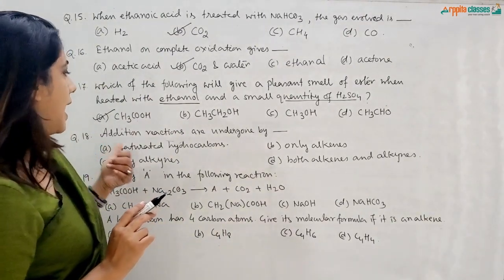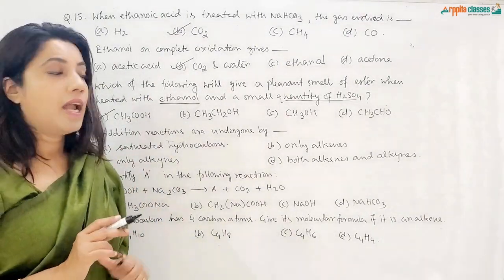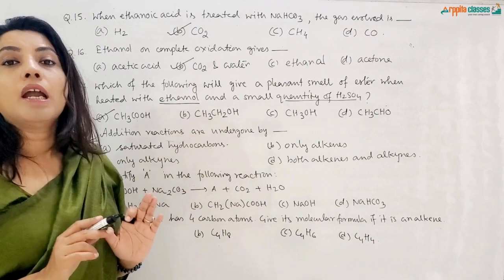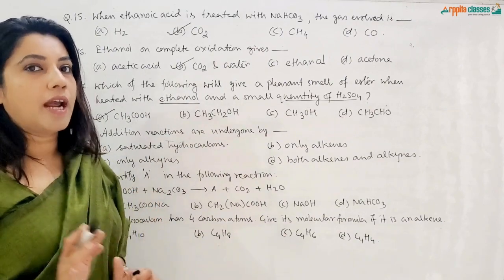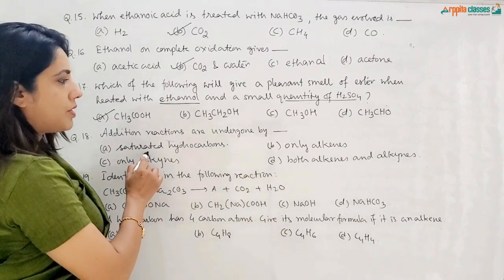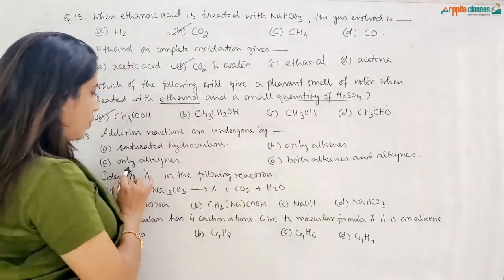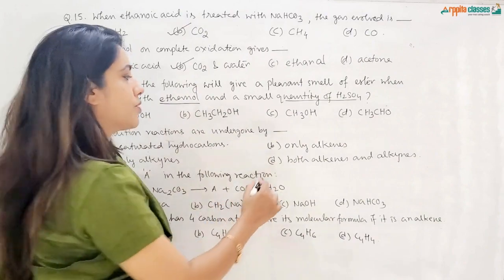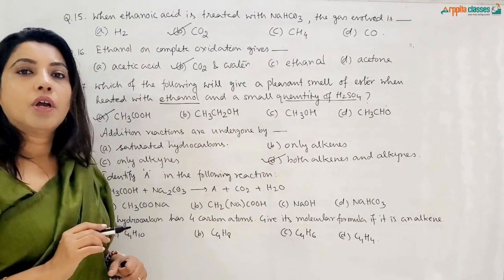Question number 18. Addition reactions are undergone by unsaturated hydrocarbons, that is alkenes and alkynes. So the options are saturated hydrocarbons, no. Only alkenes, only alkynes, both alkenes and alkynes. So both alkenes and alkynes will be the right answer.